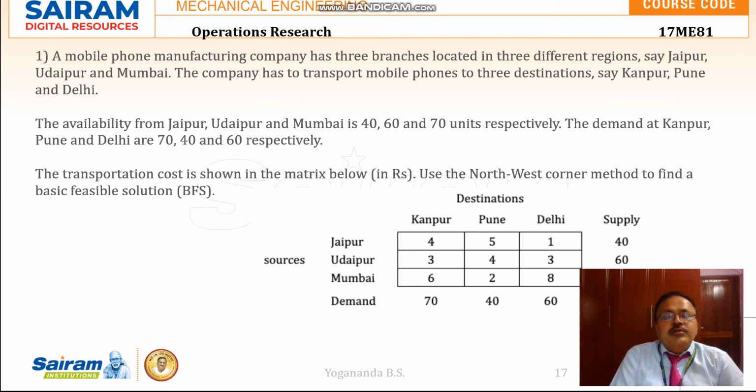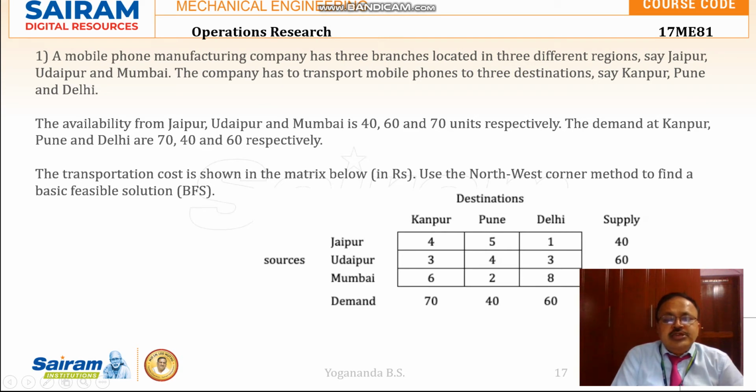So the statement of the problem goes like this. A mobile phone manufacturing company is having three branches, that is Jaipur, Udaipur and Mumbai, in three different regions. The company will transport the manufactured mobile phones to three destinations, that is Kanpur, Pune and Delhi. The availability from Jaipur center is 40 units of phones, from Udaipur 60 and Mumbai 70. So these are the capacities from these centers.